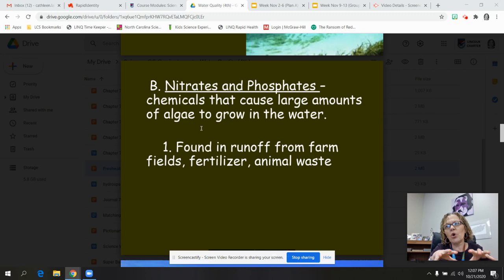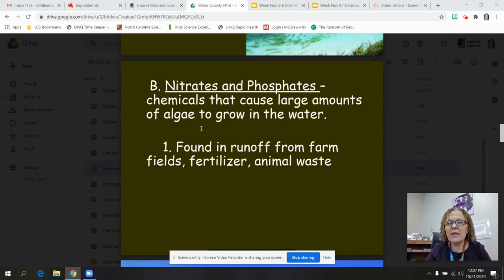But it can also cause a small body of water like a pond or a wetland or something like that to literally dry up because there's just too much algae and it overtakes that area of water. So we don't want too much algae in our lakes and our rivers. We want the right amount. And sometimes the nitrates and phosphates that are found in fertilizer that runs off from farms and fields, and nitrates are also found in animal waste, that can all promote more algae to grow than we need. So we have to be very careful of that.